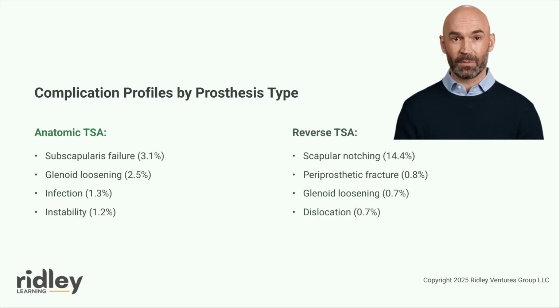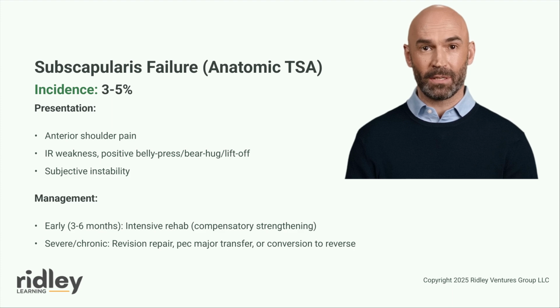Rehabilitation professionals should maintain a high index of suspicion for complications in any patient who presents with acute changes in pain, function, or clinical examination findings, and should promptly communicate concerns to the surgical team rather than attributing symptoms to normal postoperative recovery. Subscapularis tendon failure represents one of the most common and functionally significant complications following anatomic total shoulder arthroplasty, occurring in approximately 3 to 5% of patients in contemporary series.